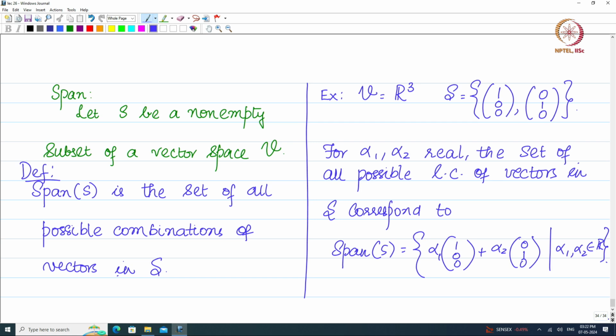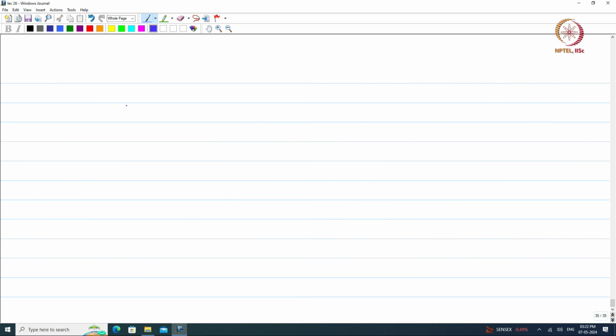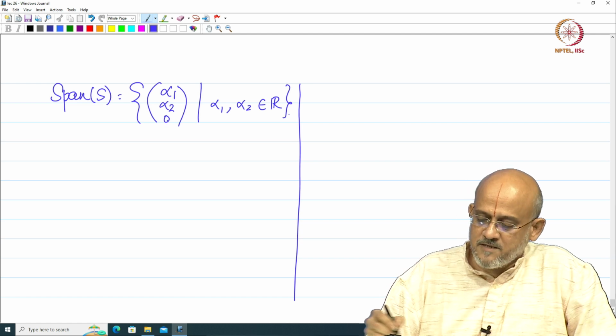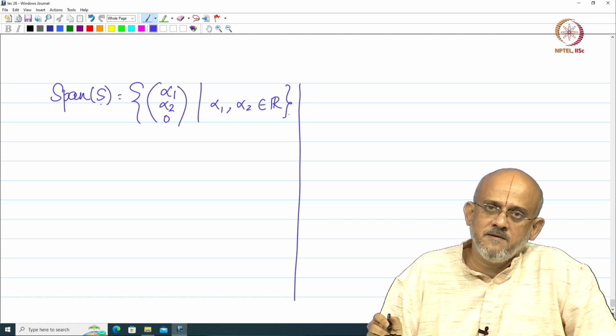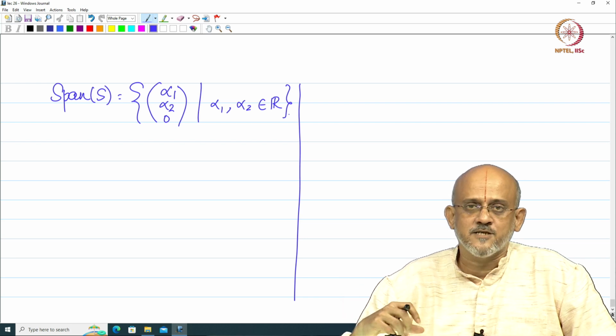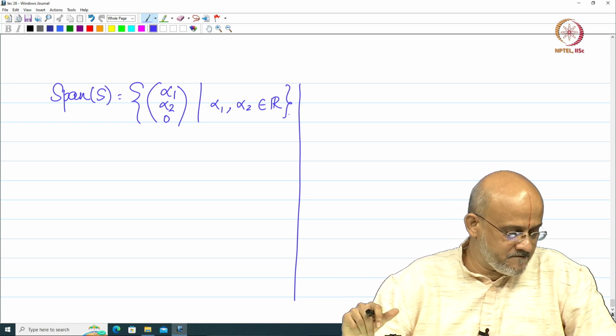Yeah, this is what we have. So, what is the span of S? The span of S is basically the set of all those vectors which are given by alpha 1, alpha 2, 0, for alpha 1, alpha 2 real. If you see, the third component is 0 here, therefore, the span of this set of S vectors is going to be basically the x1 x2 plane. Is that clear? The span of S is going to be the x1 x2 plane.